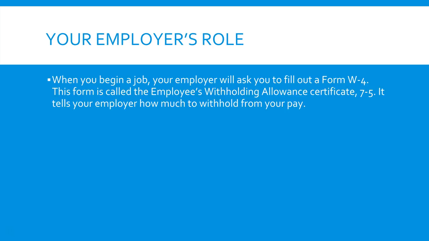Okay, and we will be practicing filing a federal income tax form as well, and you all will be tested on that for your Unit 3 exam. So what's your employer's role in this? We talked a little about this with Unit 1. But when you begin a job, your employer will ask you to fill out a Form W-4. This form is called the Employee's Withholding Allowance Certificate. It tells your employer how much to withhold from your pay.